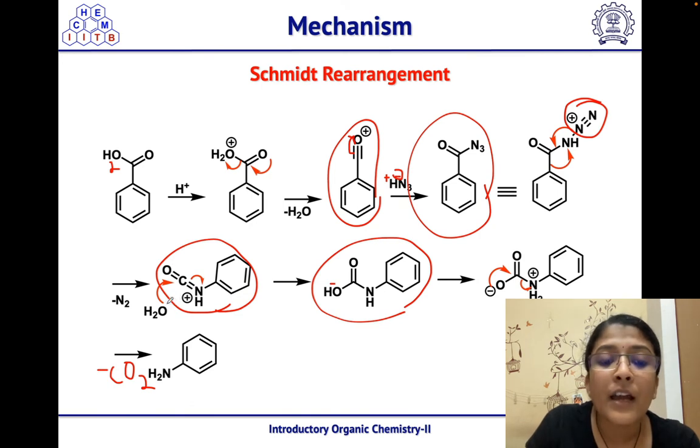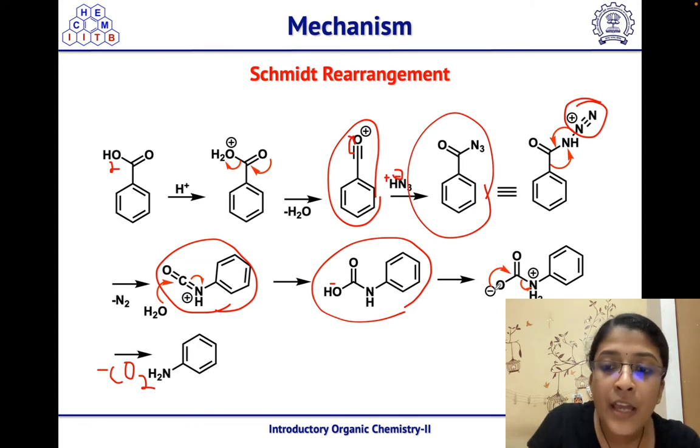Then the isocyanate is a very reactive intermediate. Water will attack on the carbonyl of this isocyanate and this bond will migrate towards the nitrogen so as to neutralize it. So we will get an amino acid like this. Then a proton transfer will take place from this carboxylic acid to this amine, and we will get a positive charge on this nitrogen. So this negative charge, if it is shifting in this fashion, a molecule of CO2 will be eliminated and we will get amine.